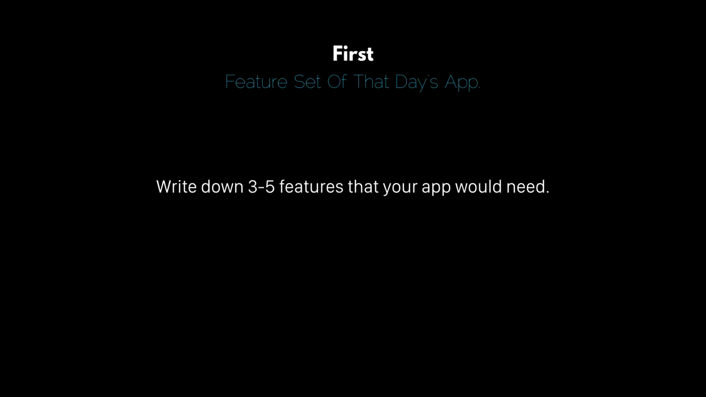So first, we have to pick a feature set of that day's app. So we're going to agree on 7 different ideas from the group of us that are going to do this. And we're going to first start out by writing down 3 to 5 features that you think your app would need.